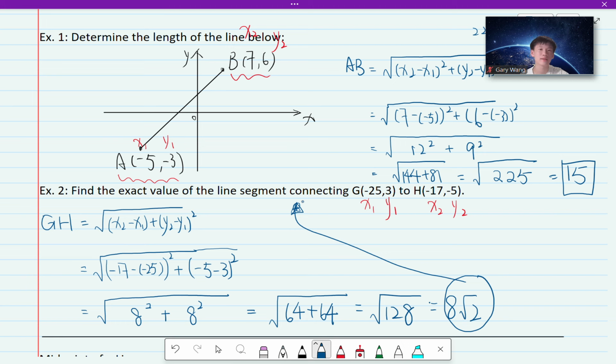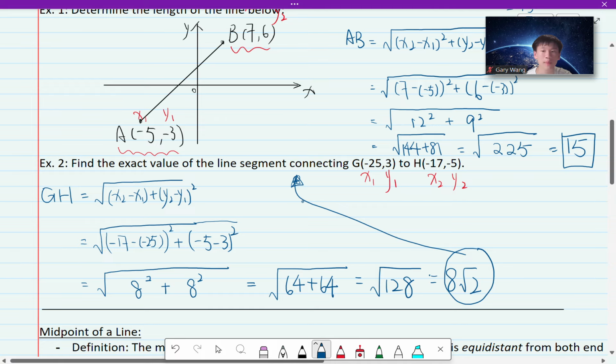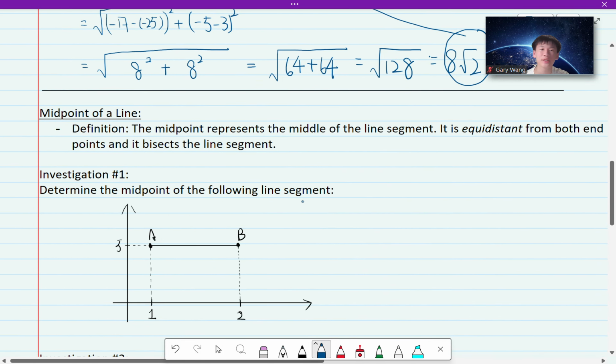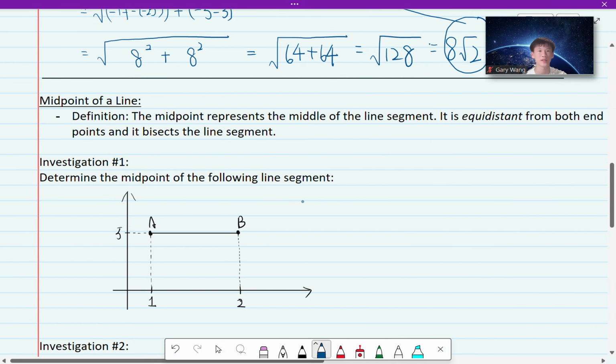So this is all the content for the distance formula for any line segment on a Cartesian plane. And next, let's talk about the midpoint of a line. So first, what is the definition of a midpoint? A midpoint represents the middle of the line segment. It is equidistant from both endpoints, and it simply bisects the line segment.